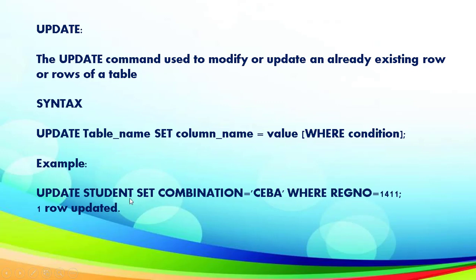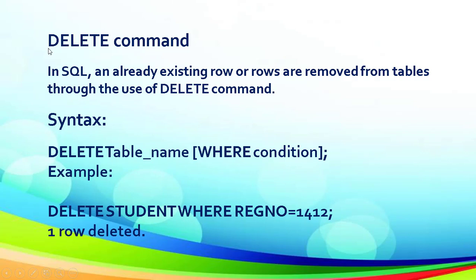So once you update the data in the student table, the combination is changed to CEBA. Previously it was PCMC, now it is changed to CEBA. If you enter, you will get one row updated. So the data has been updated. The next command is delete command.